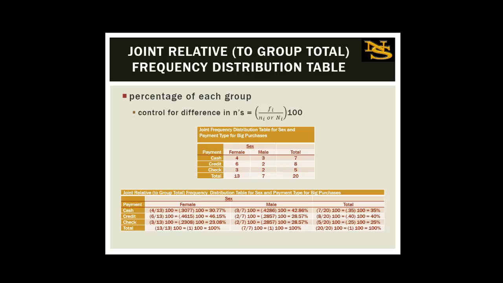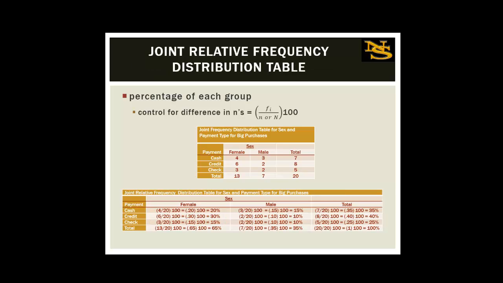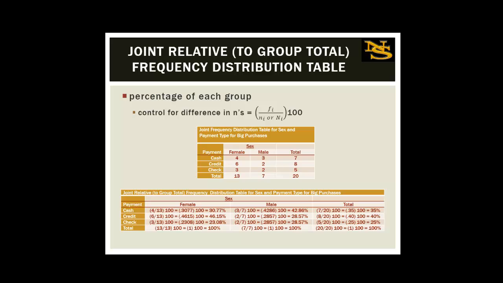One thing I do want to point out is that the totals in the far right column do not change because those are looking at the total number of people in the sample with each payment method without taking into account which sex that person was.